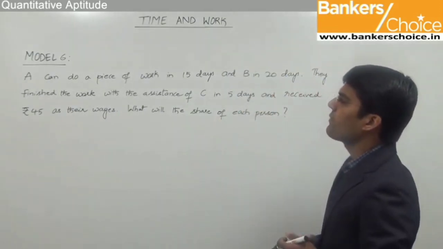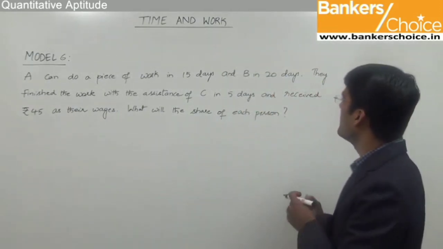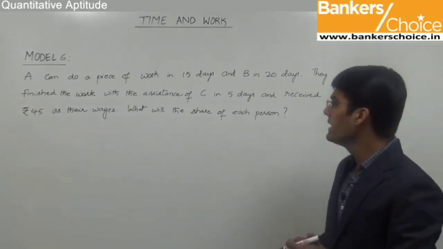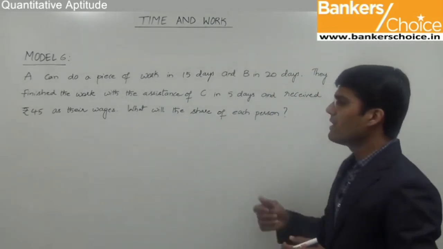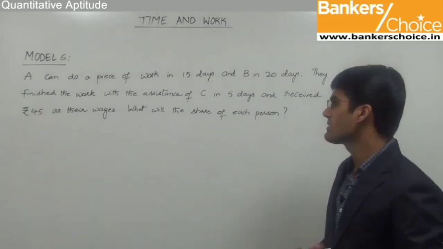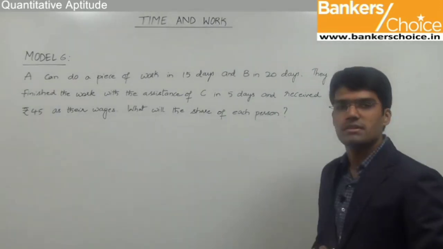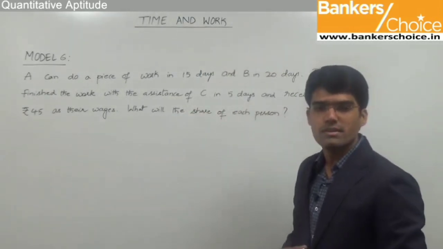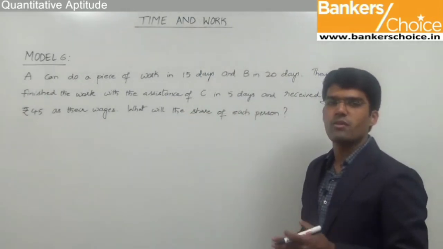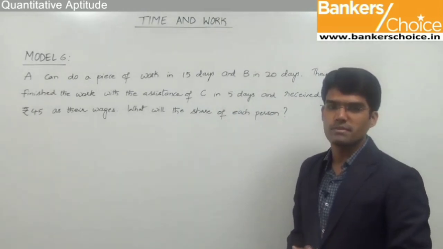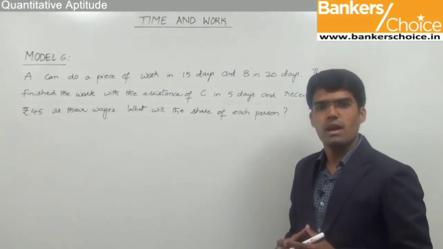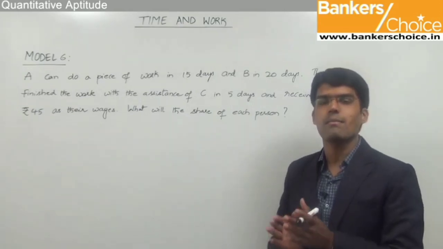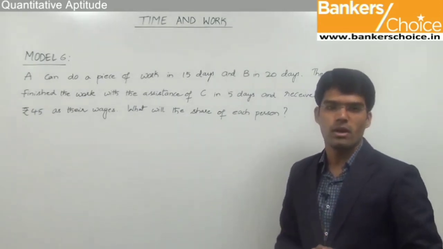A can do a piece of work in 15 days and B in 20 days. They finished the work with the assistance of C in 5 days and received rupees 45 as their wages. So what will be the share of each person? So as we can see here, the total amount which the 3 persons got is rupees 45, and we need to find out the individual share of these persons. As I've already mentioned, amount should always be divided based on the capacity of each person. That is nothing but the amount of work which they can do in one day.